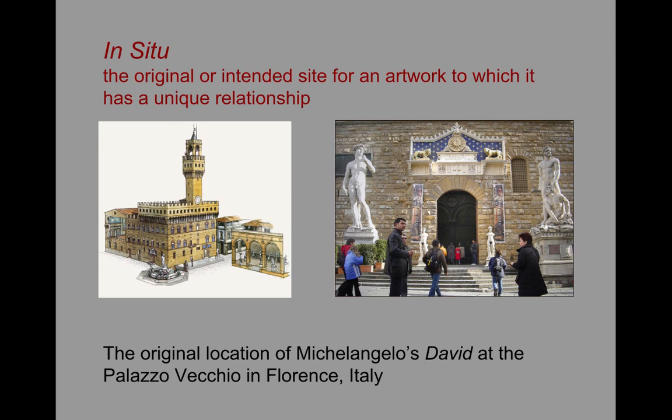And again, when we're looking at our book or looking at our lectures in class, it's easy to kind of lose place of the fact that that artwork had an original environment. But as much as possible, it's worth trying to remember that, or trying to find out what the original situ of an artwork was and how the artist planned for that location.